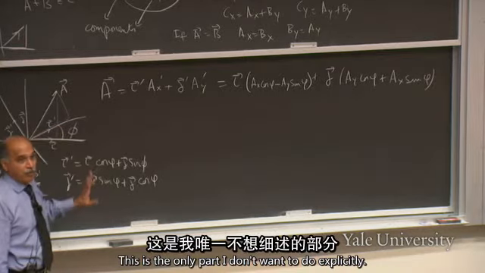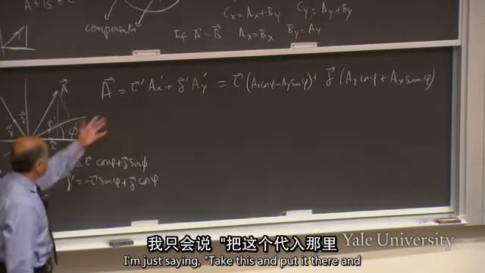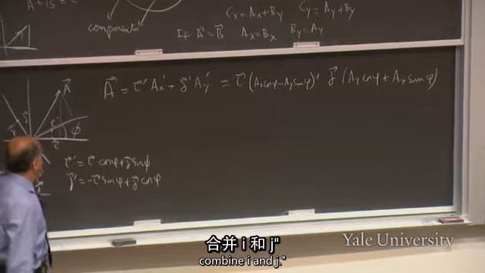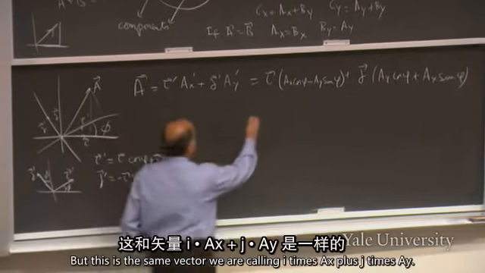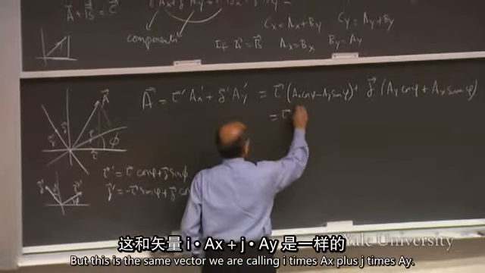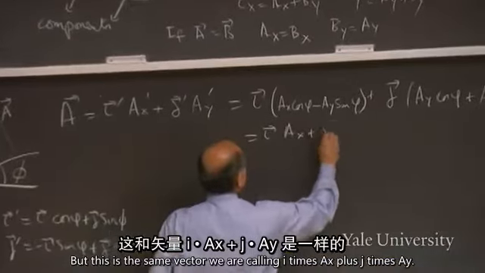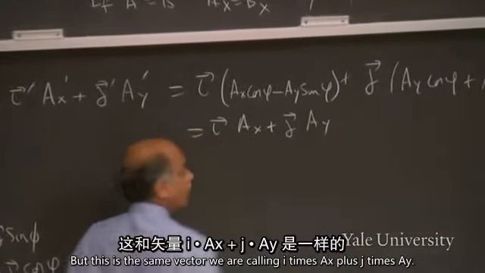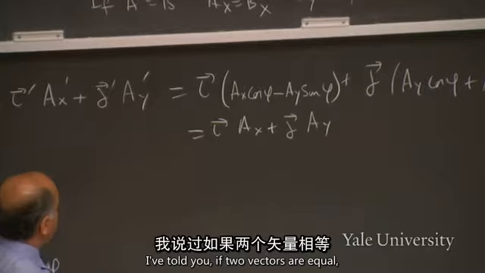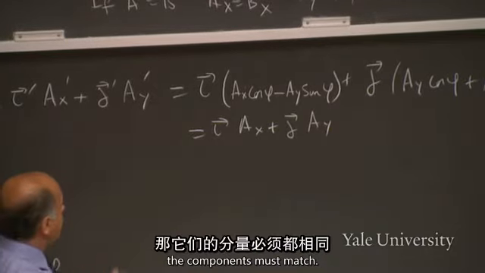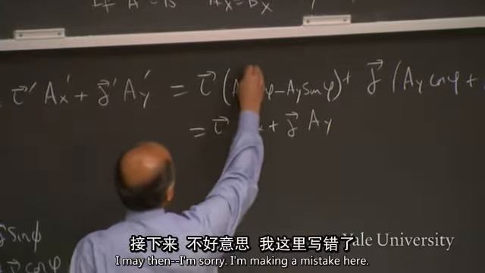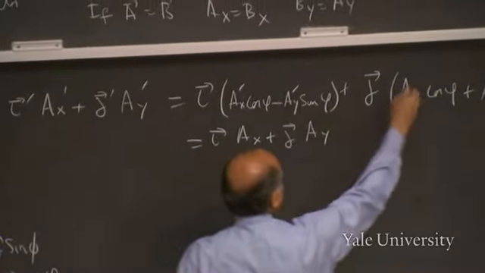This is the only part I don't want to do explicitly. I'm just saying take this and put it there and combine i and j. But this is the same vector we are calling i times ax plus j times ay. And I've told you if two vectors are equal, the components must match. I'm sorry, I'm making a mistake here. This should be primed.